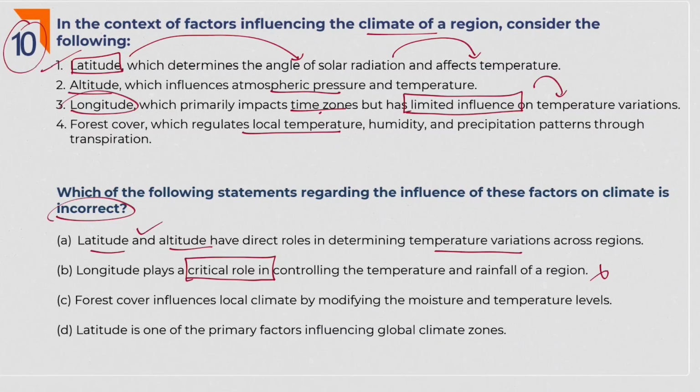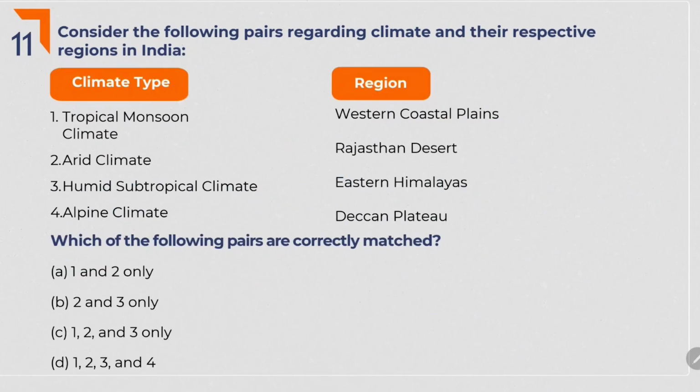It has nothing to do with temperature and rainfall. And anyhow, if you see the other options also, forest cover influences local temperature by modifying moisture and temperature. Yes, they told it in the fourth statement. And the last one, latitude is one of the primary factors influencing global time zones. Yes, we have discussed this in the statement and all. So obviously the answer is B because it is incorrect.